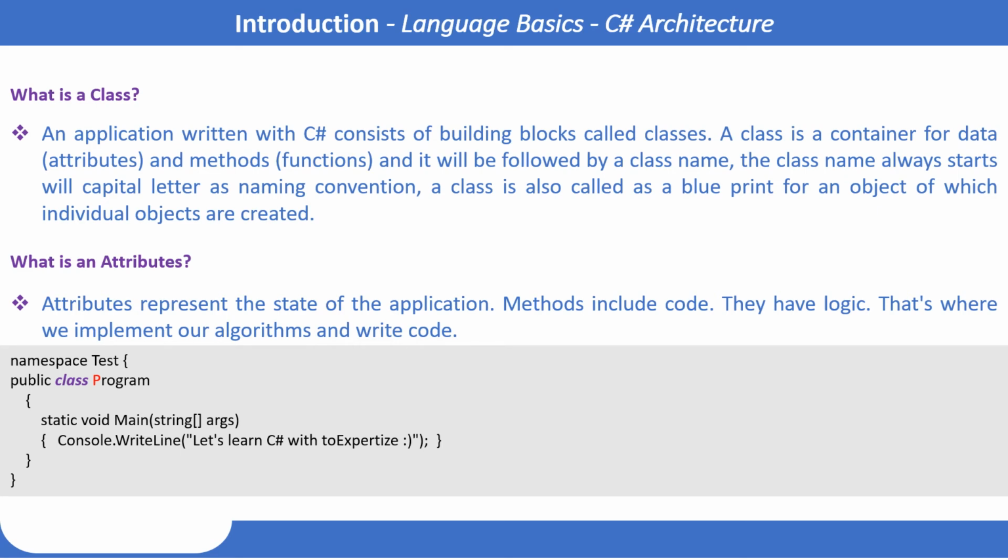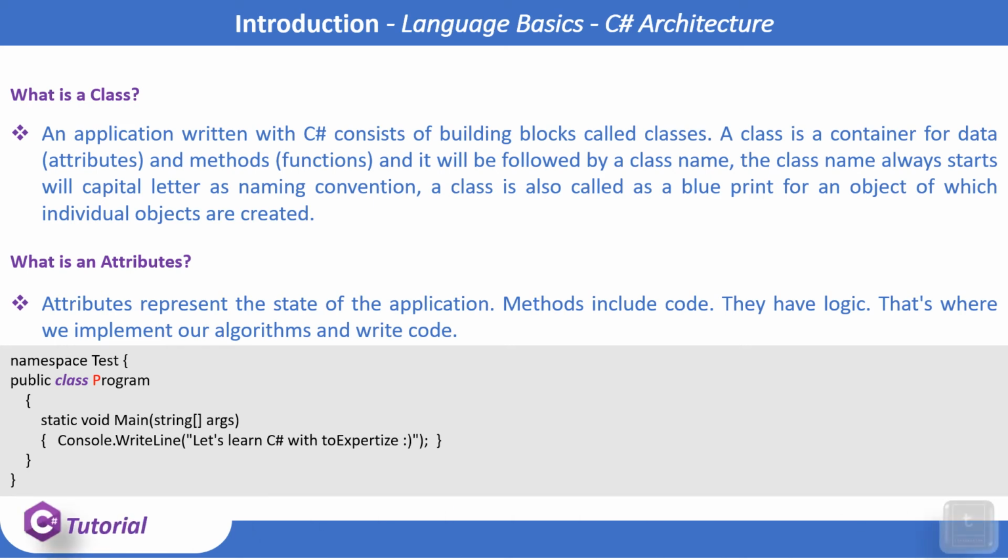Language basics. C# architecture. What is a class? An application written with C# consists of building blocks called classes. A class is a container for data, attributes, and methods, functions, and it will be followed by a class name. The class name always starts with a capital letter as a naming convention. A class is also called a blueprint for an object, from which individual objects are created.